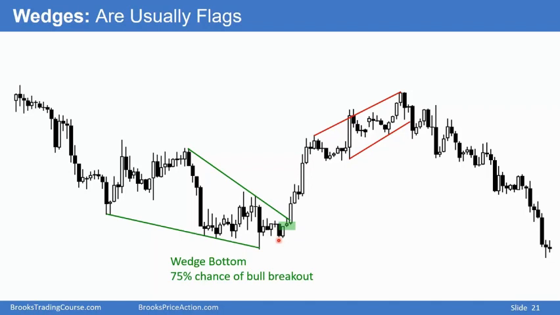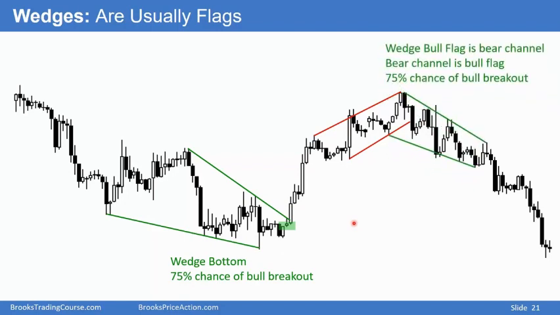The bears are repeatedly trying to go down. The bulls are repeatedly trying to go up. The bears probably eventually give up, which they did. Here's a give up bar. The bears are giving up. Now we have a wedge bottom, 1, 2, 3. 75% chance you'll get a bull breakout, maybe a conversion into a trading range.